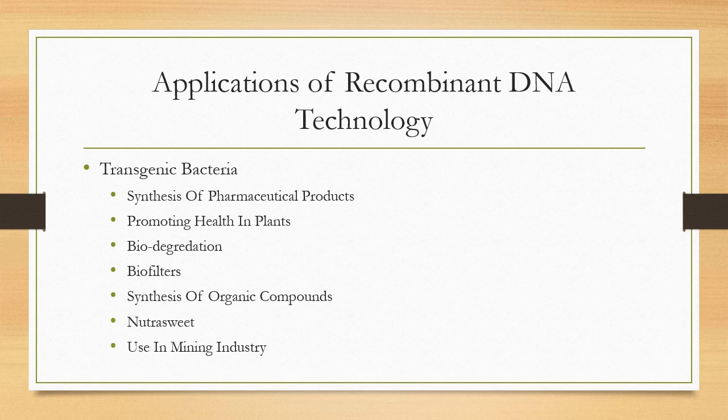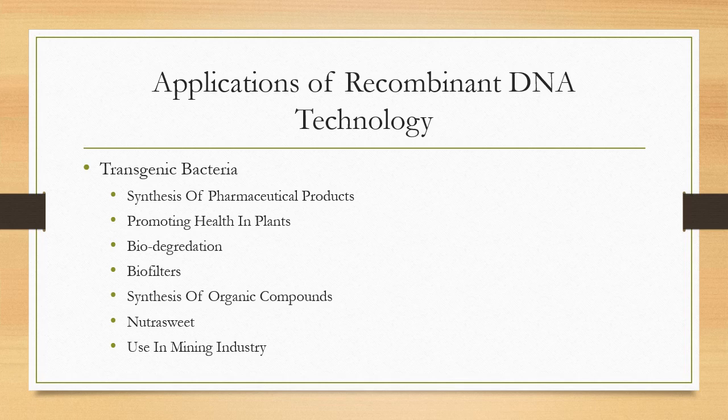And another use of these transgenic bacteria is in the mining industry. You know, the major mining companies are using bacteria to obtain various metals. Genetic engineering enhances the ability of bacteria to extract copper, uranium, and gold from low-grade sources. Bacteria have natural ability to make bonds with certain metals, and this ability can be enhanced by genetic engineering.